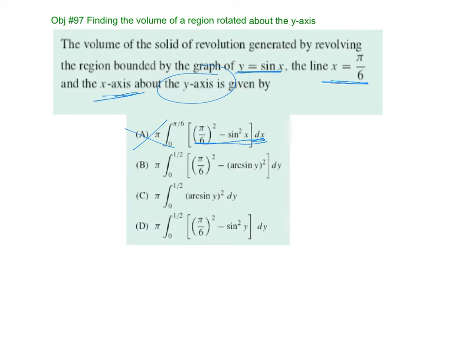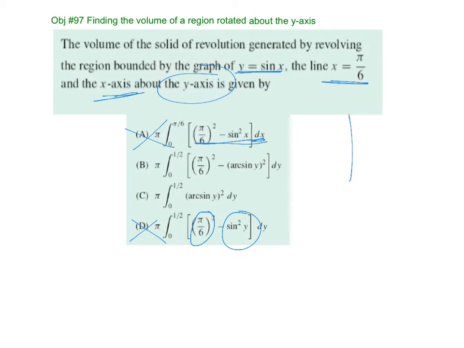And I can also take out something else. They just magically replace the x with y in D. Notice it's still pi over 6, but sine squared of y. You can't just magically do that, we're not doing the inverse, so it's not going to be D either. So we have to decide, is it B or C?